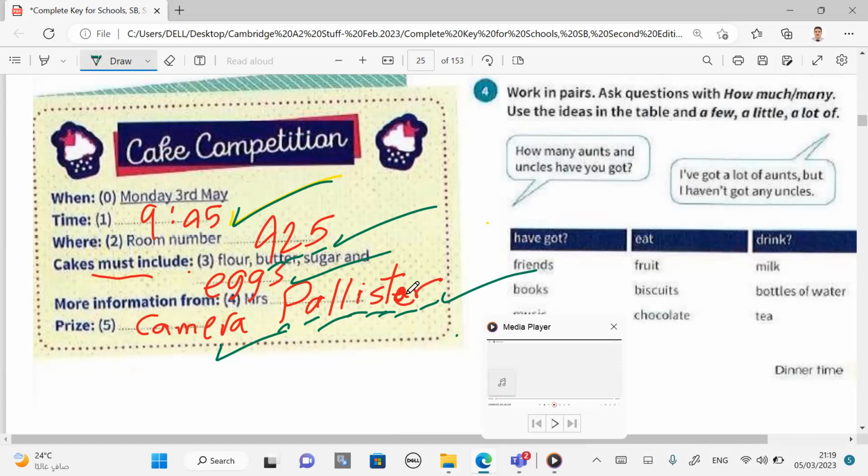Okay, this page. Page 14. Page 14. Listening part 2. Are you ready?